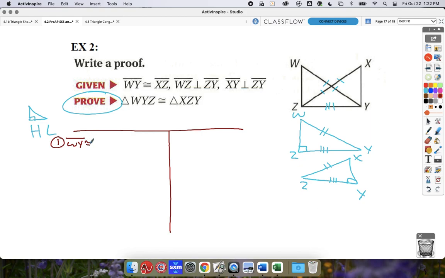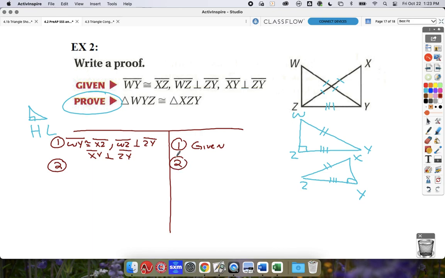WY is congruent to XZ, and WZ is perpendicular to ZY, and XY is perpendicular to ZY. This is not going to fit, Mikey. Why did you choose this? Just draw a big T. I'm starting over.